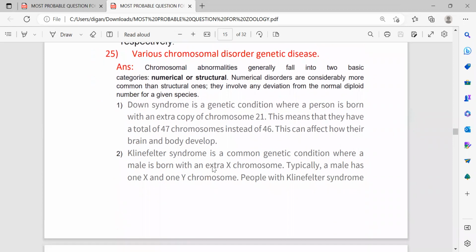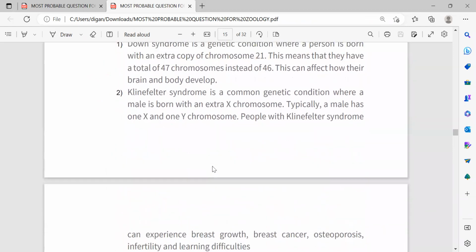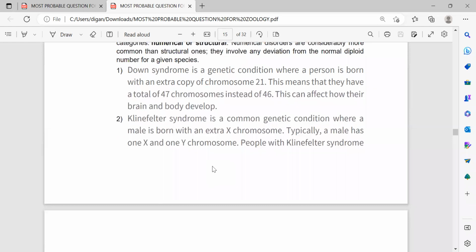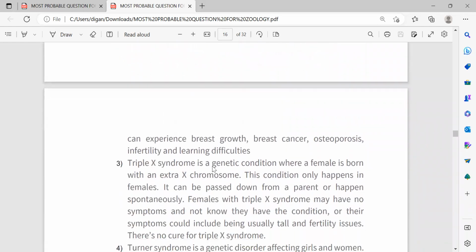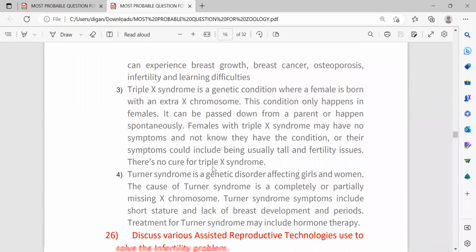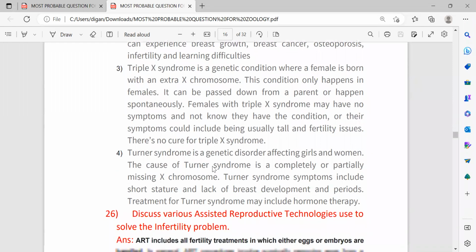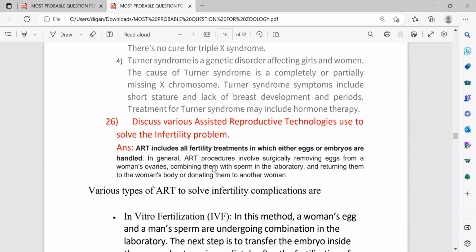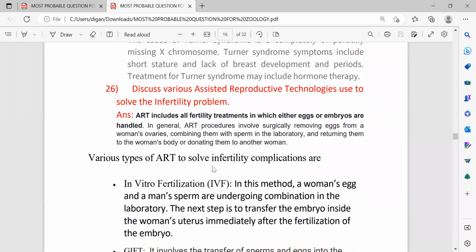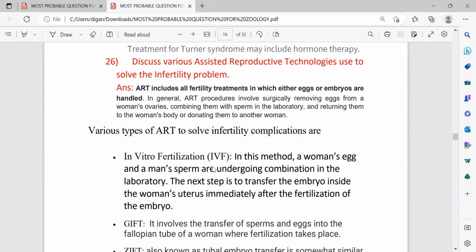First the definition is given. And here I am giving you the explanation of 3-4 chromosomal disorders, like Down syndrome. So a short note may come from any one of the diseases also. Here I am giving Turner syndrome, and such like that. I am giving you the explanation of 4 symptoms. Discuss various assisted reproductive technologies used to solve the infertility problem.